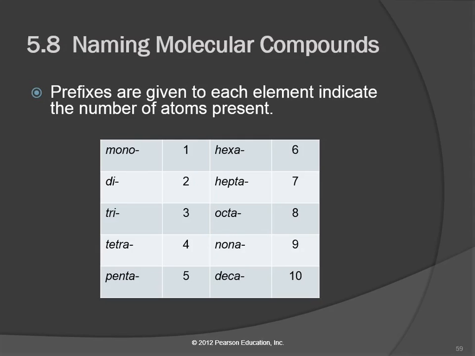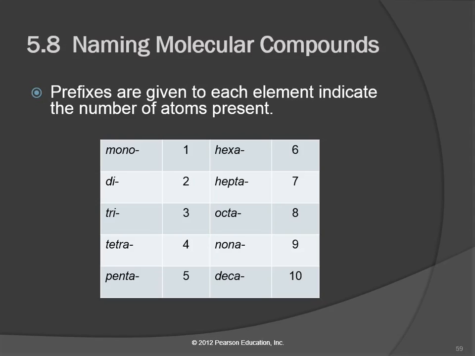These are the prefixes. Mono means one, di means two, tri means three, tetra is four, penta is five. Some of these are the same as are used in geometry. A pentagon has 5 sides. Hexagon has 6 sides. Hepta means 7. Octa is 8. Nona is 9. And deca is 10. There are other prefixes that are used in different situations, right?